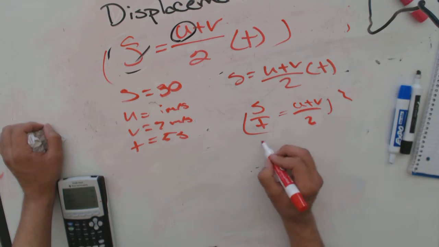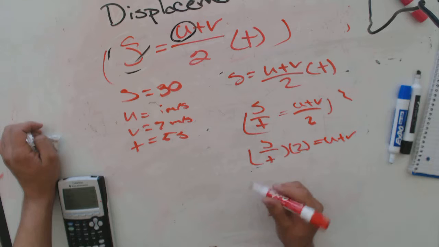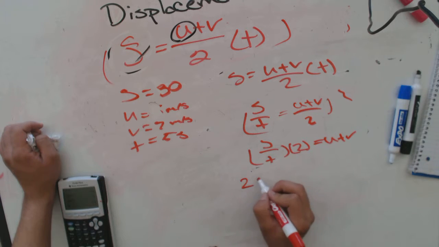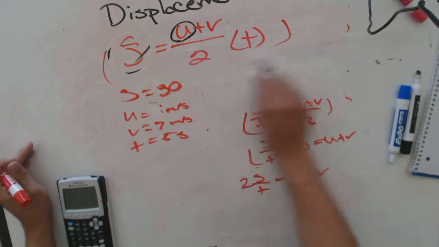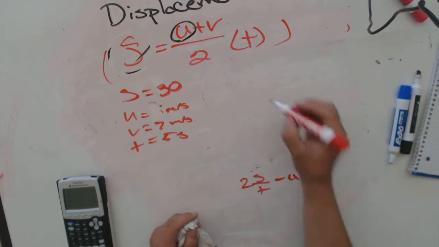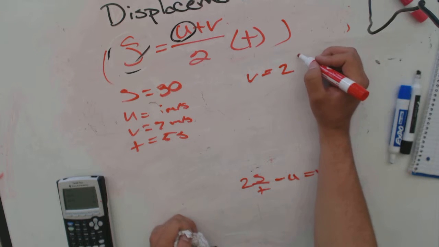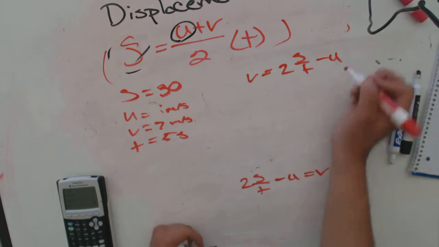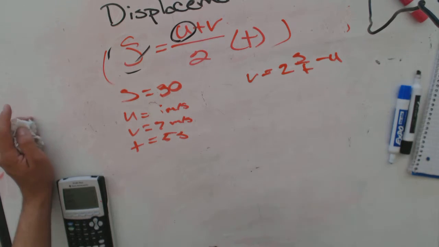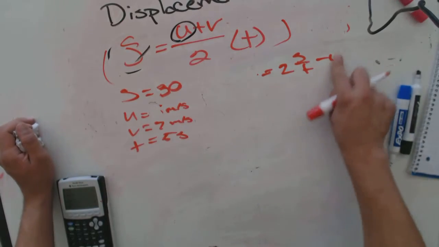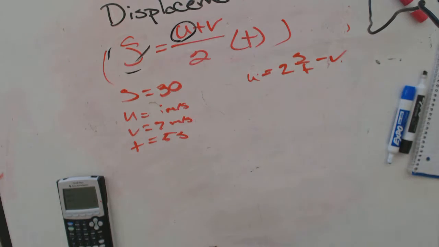Then let's multiply everything by 2. So S over T times 2 equals U plus V. So 2S over T minus U equals V. Alright, so that's our new equation for finding V. Actually, I made a mistake. We're looking for U, not V. So let's just switch U and V. So U equals 2 times S over T minus V.